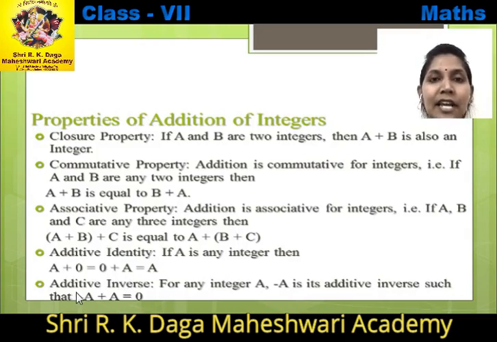Next property is additive inverse. For any integer a, there exists minus a such that minus a plus a is equal to 0. For every integer there exists a negative integer, sum of which is equal to 0.